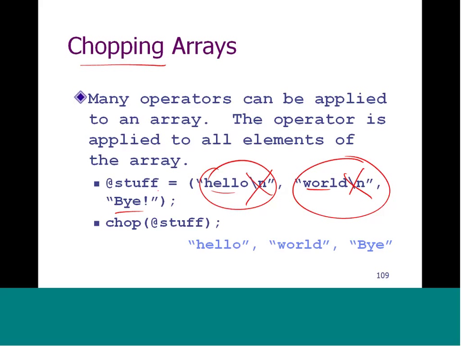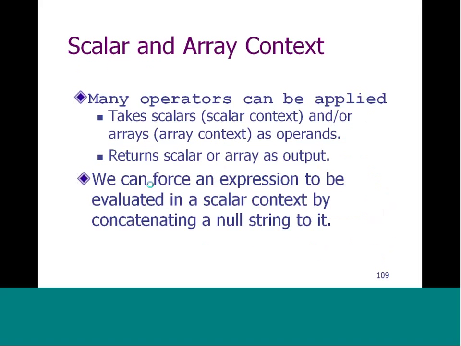Again, remember chop removes the last character. So from here, this exclamation mark is removed. So we only get bye. So if you do chop on the array, this is what we'll get. We'll get the hello, we'll get the world, and then we'll get the bye. We won't get the new lines from the first two, and then the exclamation character from the next one.